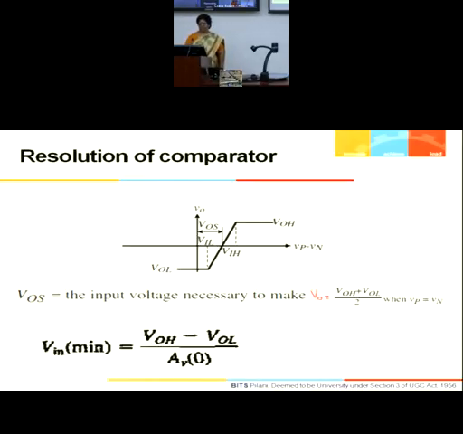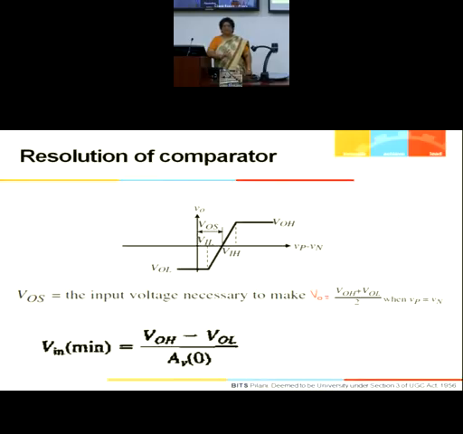Clear? So if I show you the offset, now look at the slides. This is how it has shifted towards the right. It can also shift towards the left. So now I have to give more difference. Your differential signal should be more than the normal value plus V offset. So that means V offset decreases your resolution.